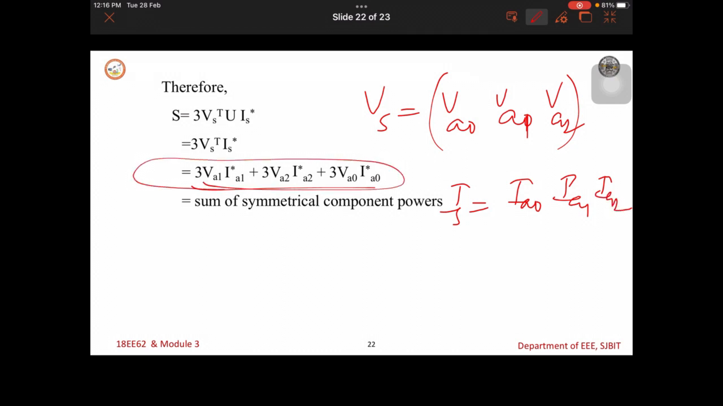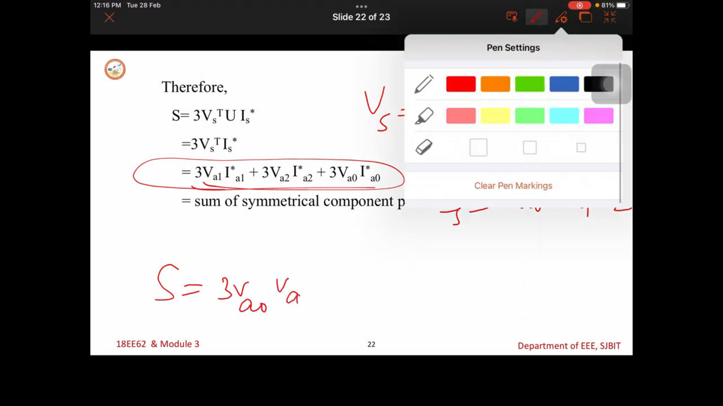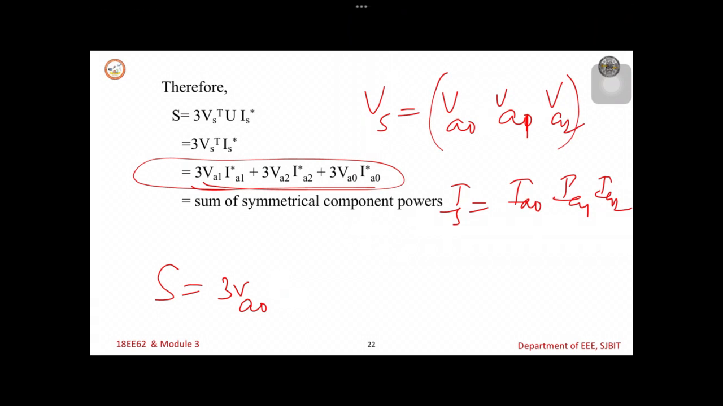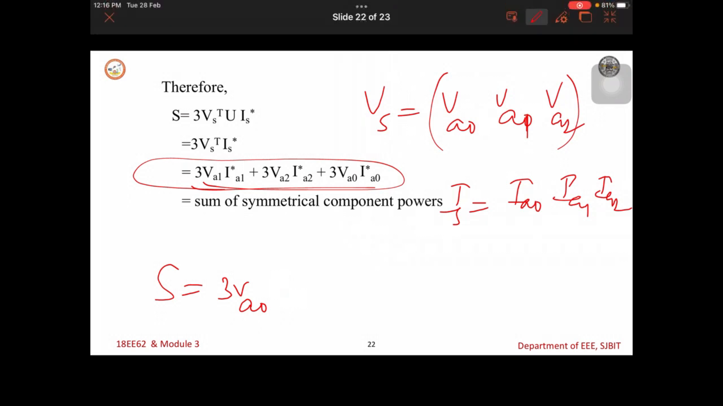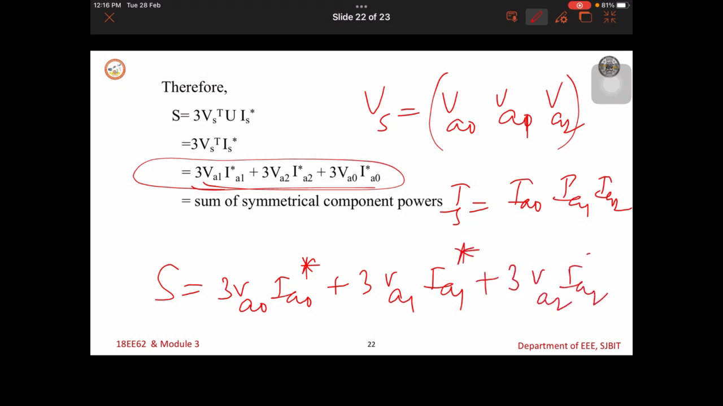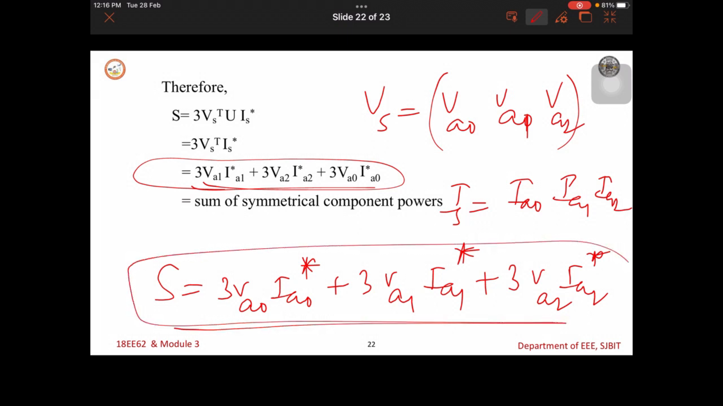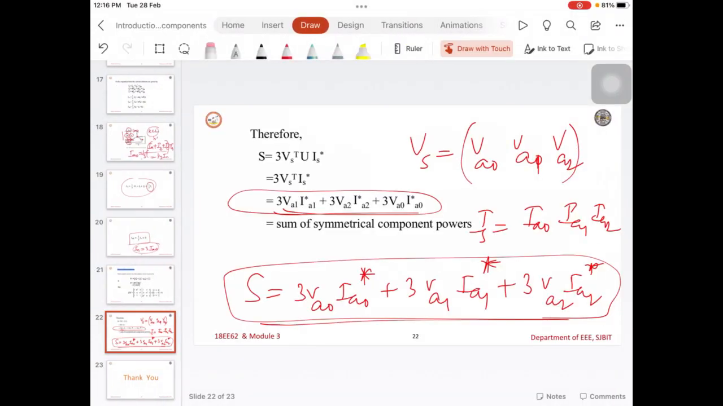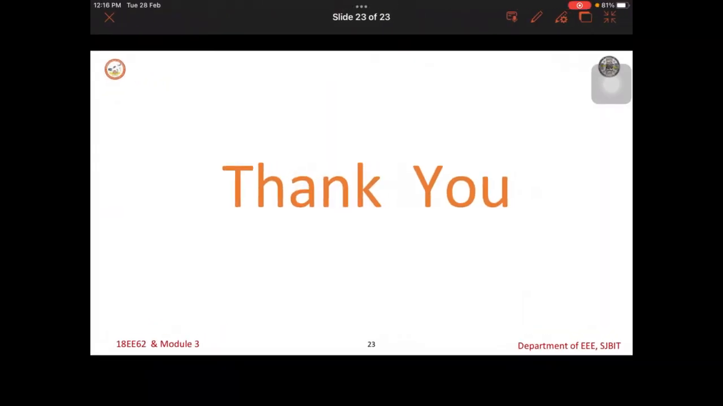Substitute all that, and you will get the complex power equal to 3 times VA0 IA0 conjugate plus 3 times VA1 IA1 conjugate plus 3 times VA2 IA2 conjugate. You will get the final expression for complex power in terms of symmetrical components. With this, I will be ending this video.